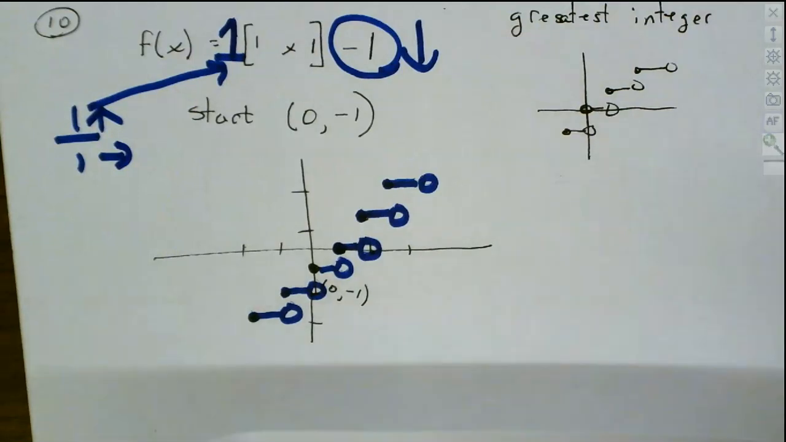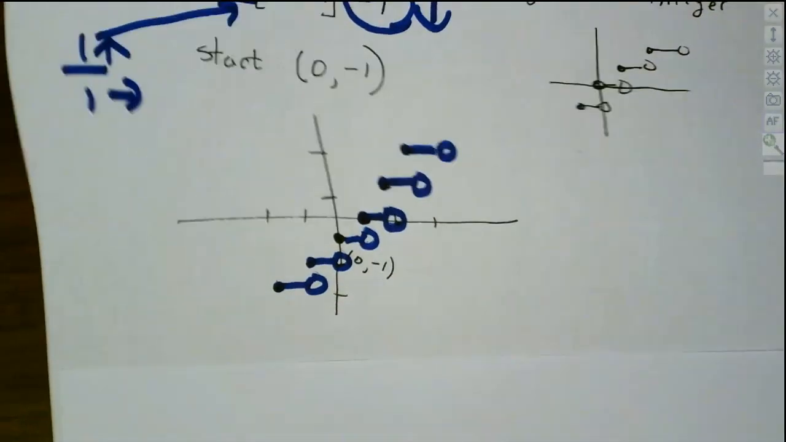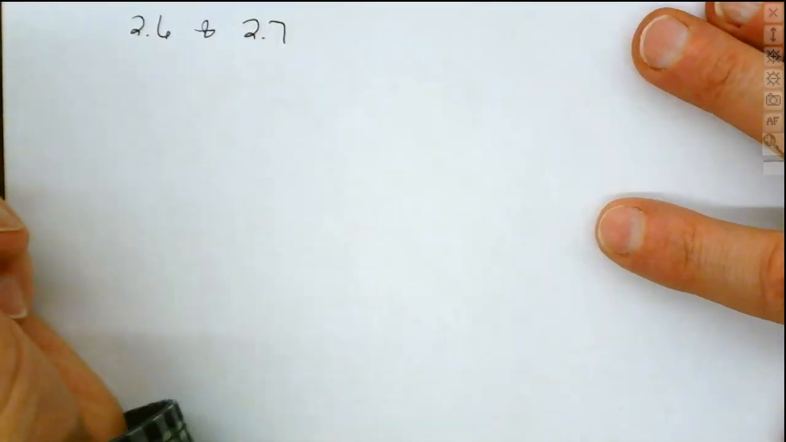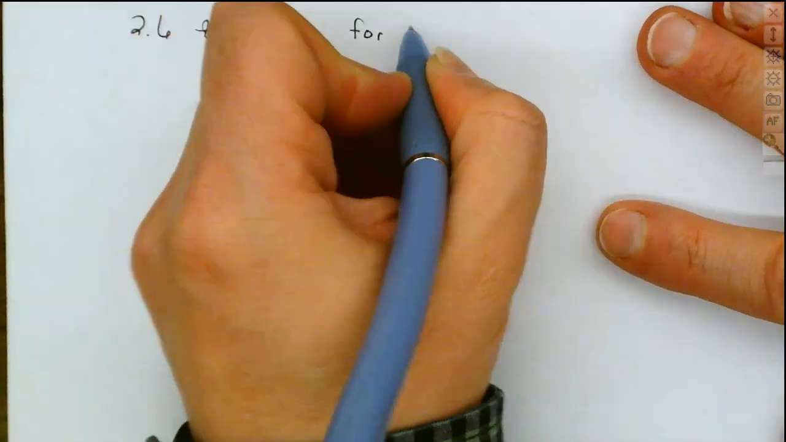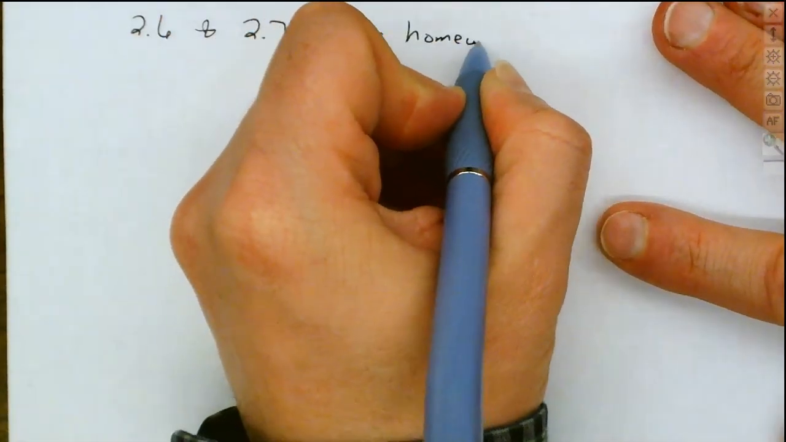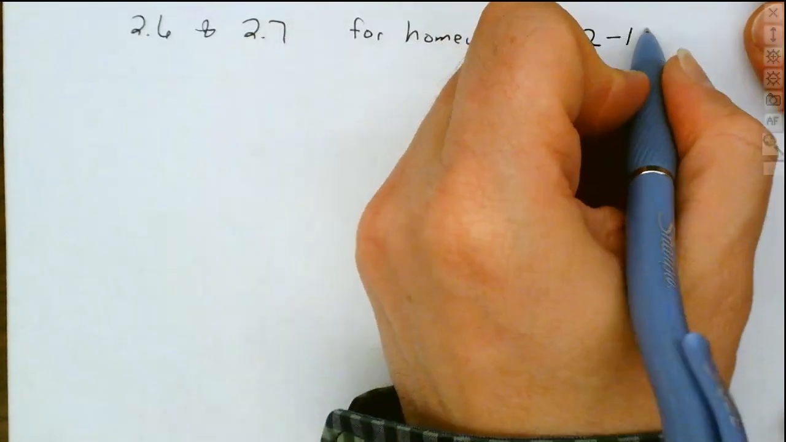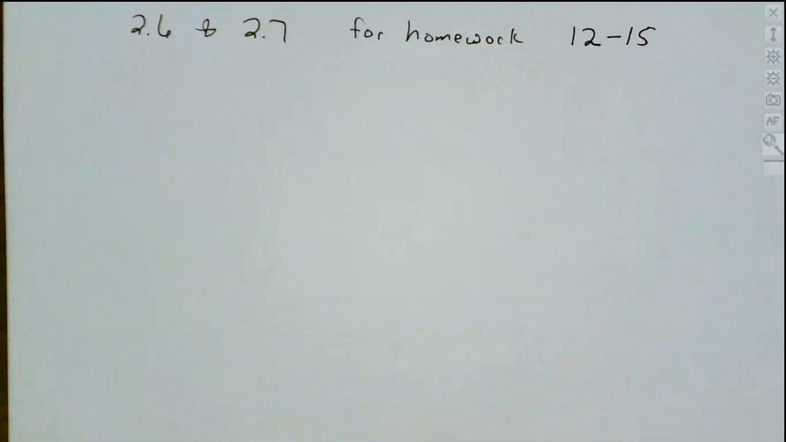And these are called piecewise defined functions. They are called piecewise defined functions because they are done in pieces. And this is going to be for homework. Questions 12 through 15. Okay, so this is going to match up with your homework questions 12 through 15.